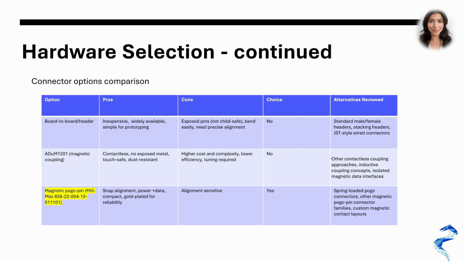The second option was magnetic coupling using the ADU M1201 approach. Its main advantage was safety and durability since it avoided exposed metal contacts and was more resistant to dust and handling. But it introduced higher cost, more design complexity, and required additional tuning, so we also decided not to move forward with that option. Our final choice was a magnetic pogo pin connector, specifically the Mil-Max part.